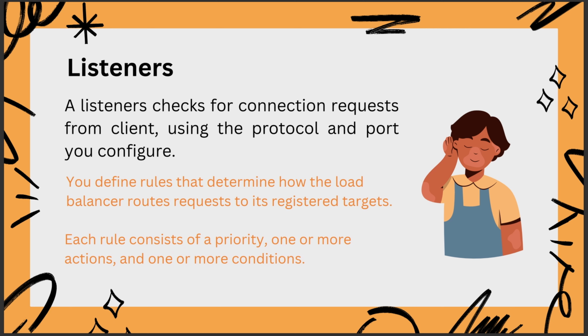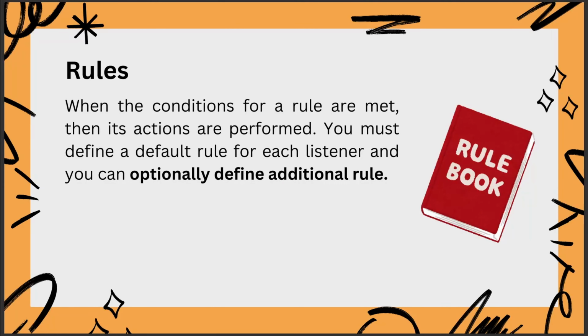Let's take a look at listeners. A listener checks for a connection request from a client using the protocol and port that you configure. You define rules that determine how the load balancer routes requests to its registered target. And each rule consists of a priority, one or more actions, and also one or more conditions. Next up are rules. When the conditions for a rule are met, then its actions are performed. You must define a default rule for each listener, and you can optionally define an additional rule.